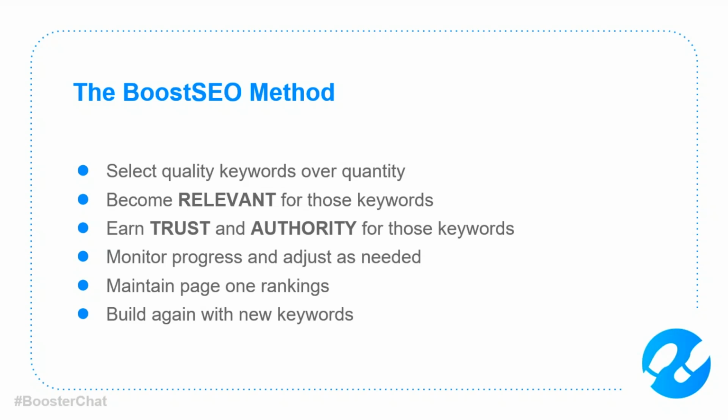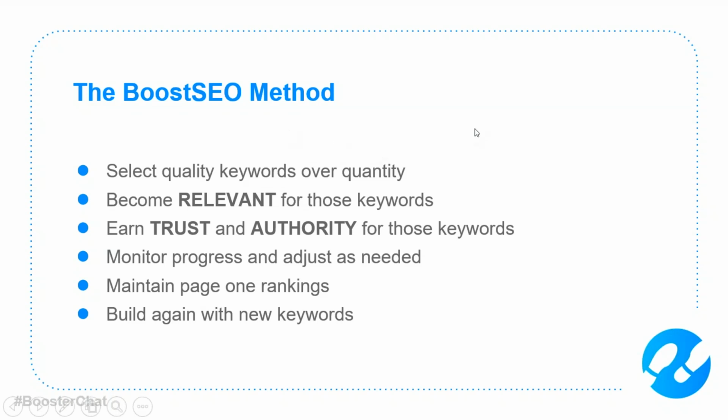First, select quality keywords over quantity to become relevant for those keywords. That's the relevance that I just mentioned. Third, earn trust and authority for those keywords. Fourth, monitor progress and adjust as needed. The fifth item is you want to maintain those rankings once you get to page 1. And the last item is build again with new keywords.